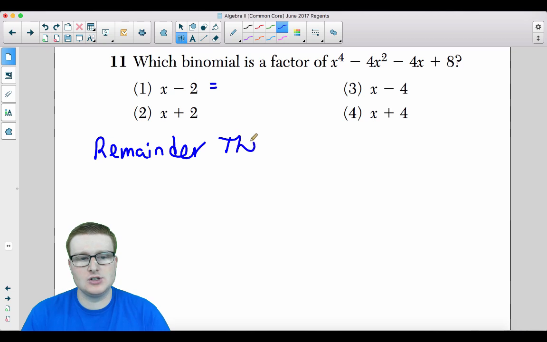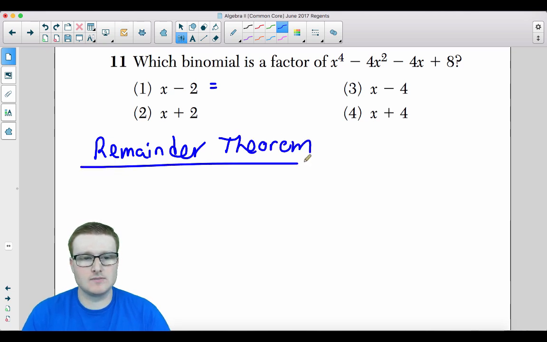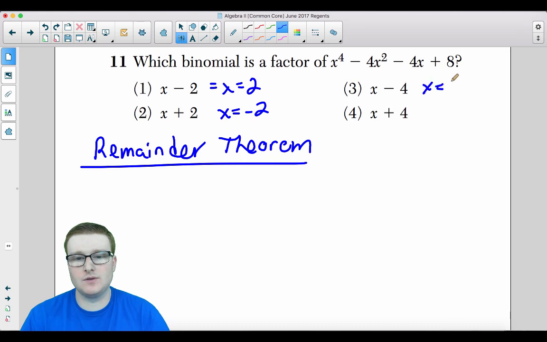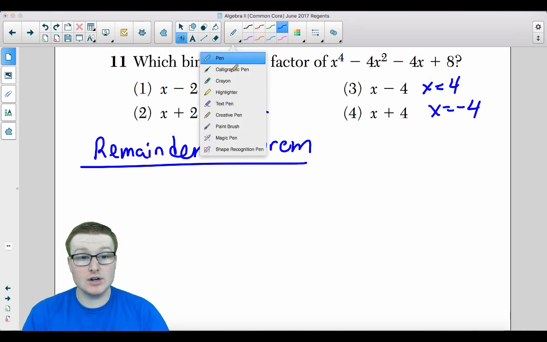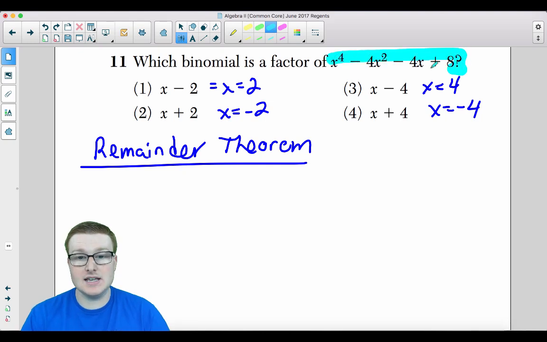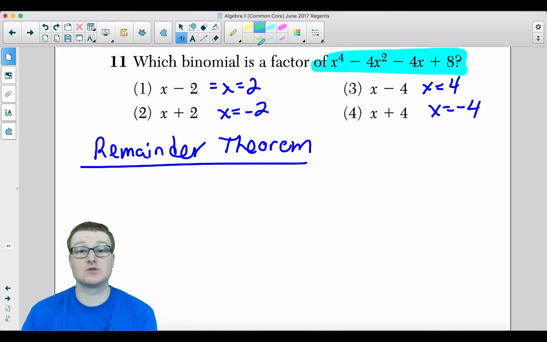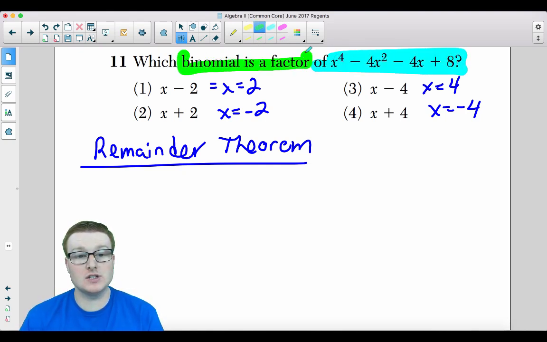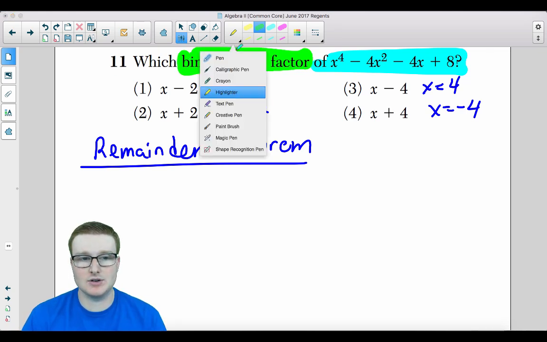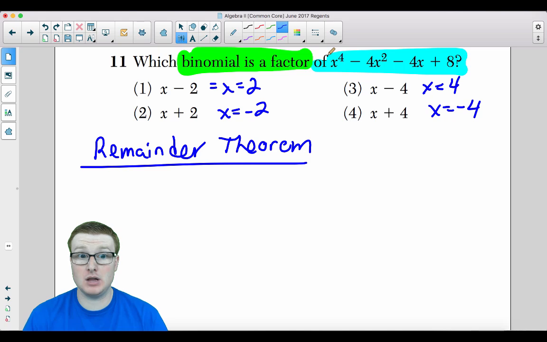Remainder theorem. So you're going to take the roots, which is x equals 2, x equals negative 2, x equals 4, and x equals negative 4, and you're going to plug it in to the original, and see if it has an output of 0, because remember, in order for the binomial to be a factor, the remainder has to be 0. Take x equals 2 and plug it in.